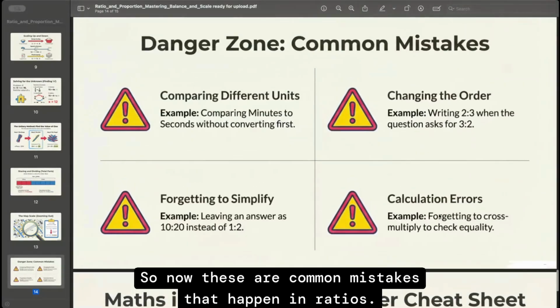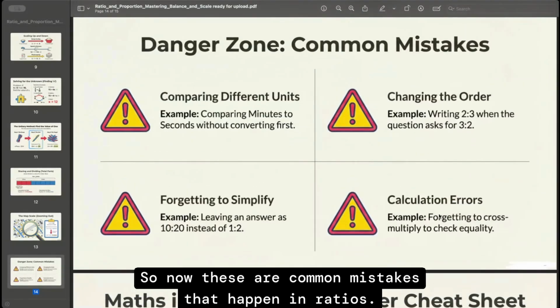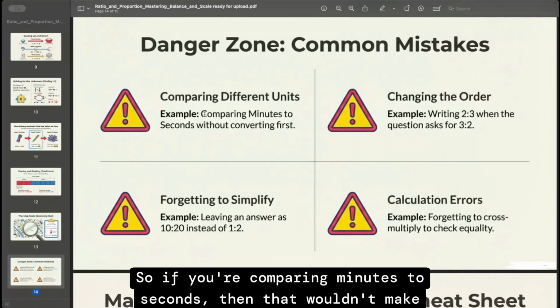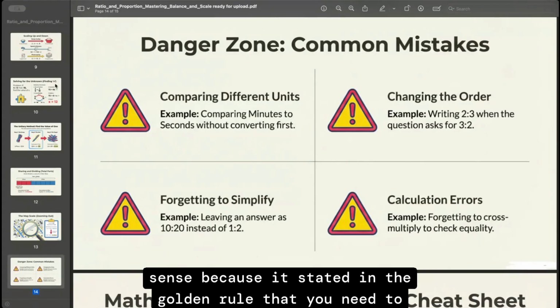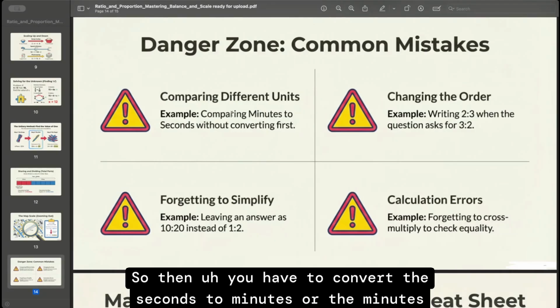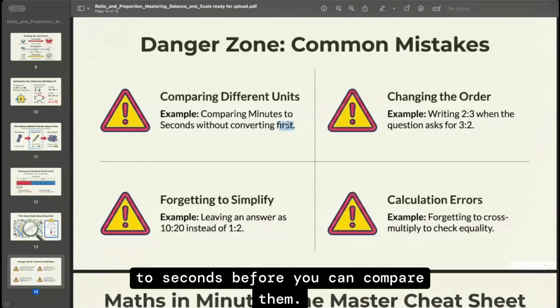So now these are common mistakes that happen in ratios. The most common one is comparing different units. So if you're comparing minutes to seconds, then that wouldn't make sense because it's stated in the golden rule that you need to compare the same units instead of different. So then you have to convert the seconds to minutes or the minutes to seconds before you can compare them.